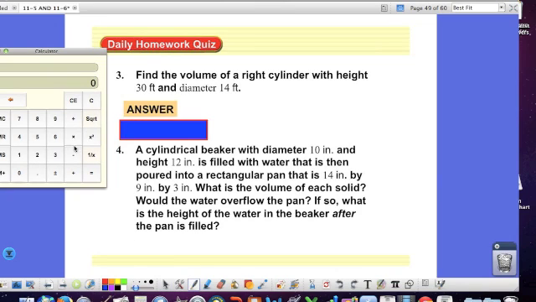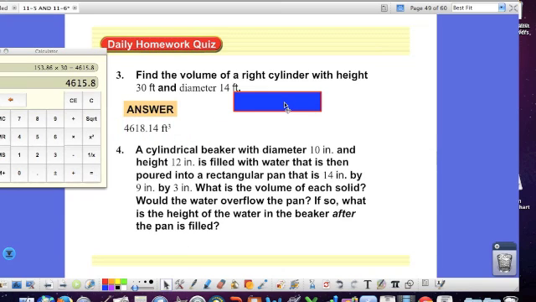Find the volume of a right cylinder with height of 30 and a diameter of 14. If the diameter is 14, the radius is 7. 7 squared is 49, times 3.14, times the height of 30. Now our answer is going to vary slightly because we are not using a pi button. We are actually using 3.14.